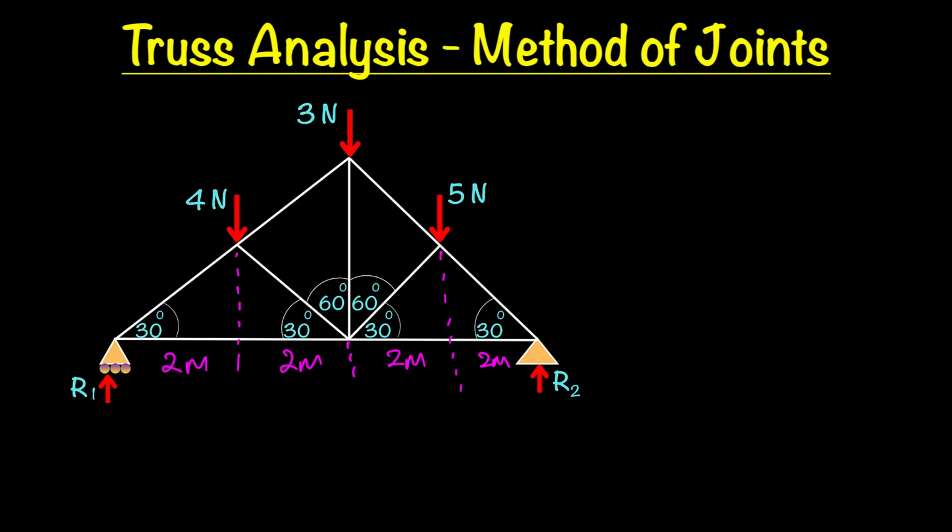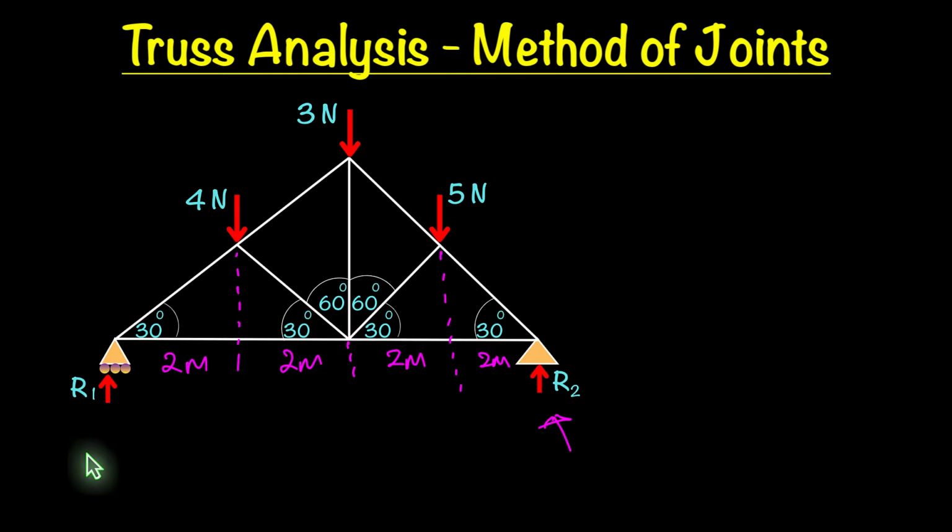So we're going to analyze our truss system right here using the method of joints, and we need to find the internal force for each of the members. As a start, we always need to calculate our reaction forces. So we have two reactions here, the support at R1 right there and the support at R2 right there.